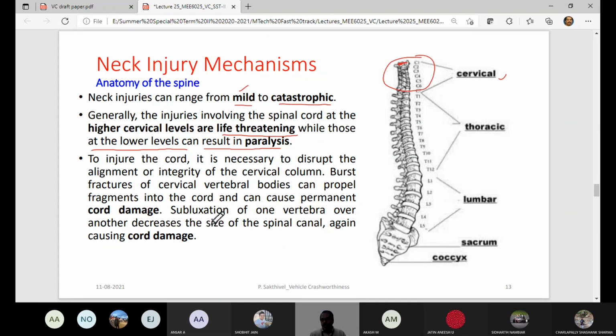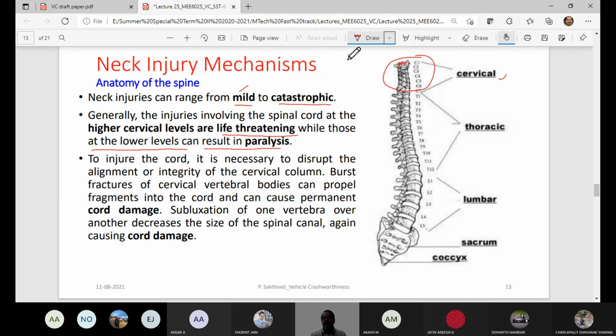So this is the anatomical aspect of our spine, and then injury level. If the upper cervical, that is C1, C2, is affected, it is life-threatening. The lower cervical zone can lead to paralysis. That's the takeaway from this slide. Now, we have a few more slides only, we'll finish it.